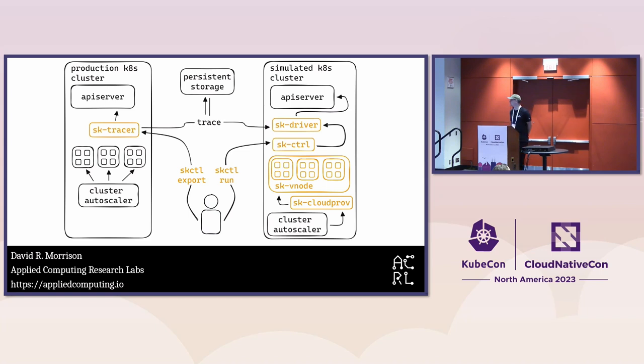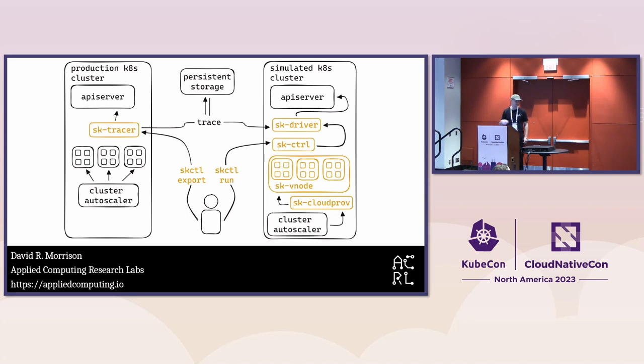So SimCube has six different components, which we're going to dig into. And these are highlighted in orange on this slide. Again, going from the previous slide, the most important bit here is the way that you, as a developer, are interacting with the system. We've got a command line utility called skcontrol, or scuttle if you prefer, that allows you to both talk to your production clusters and export data from them, and then replay that data on a simulated cluster.